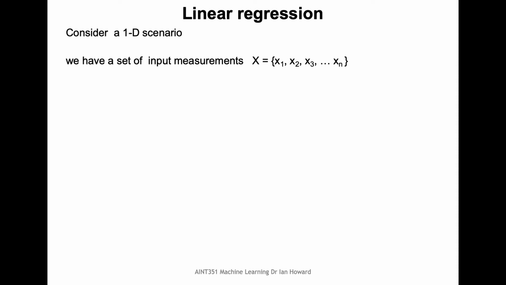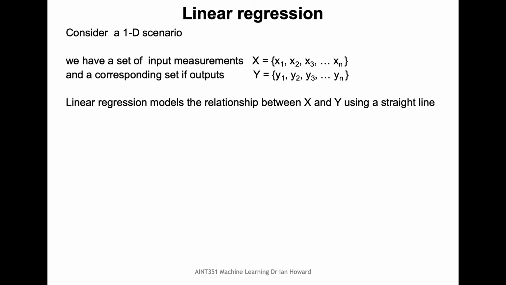So imagine we've got a set of data points, x1, x2, x3 up to xn, and we have a corresponding output for each input. For x1 there's a y1, for x2 there's a y2, and so on. So this is a supervised learning problem. We've got the input x, we've got the output y, and what we want to do is build a linear model so we can actually predict y given x.